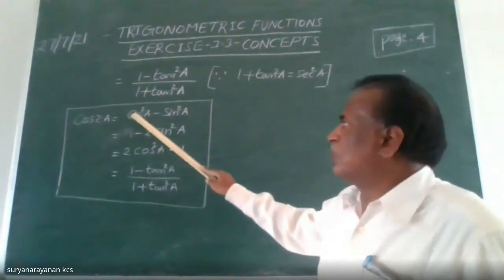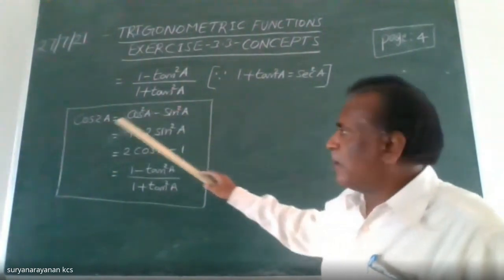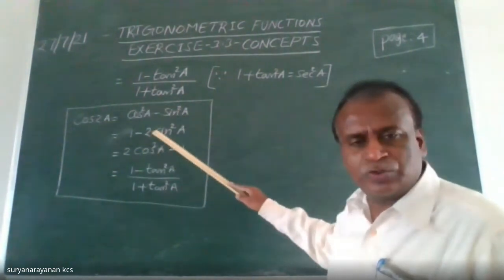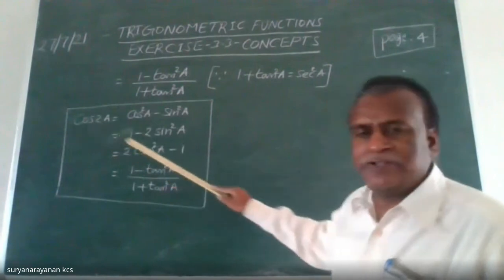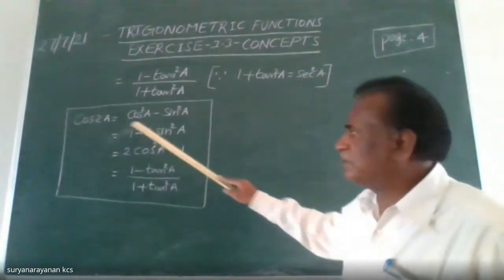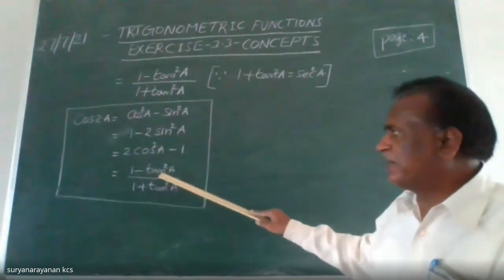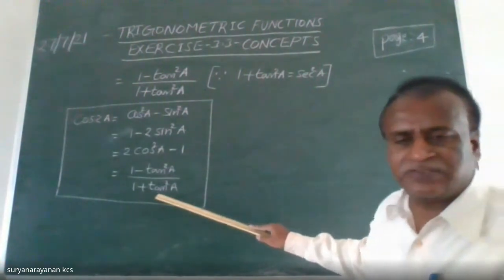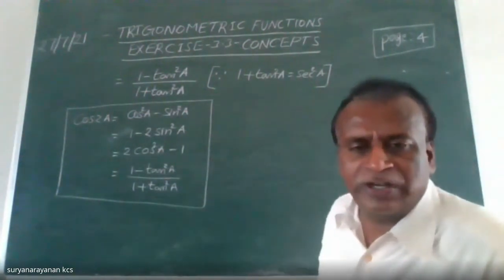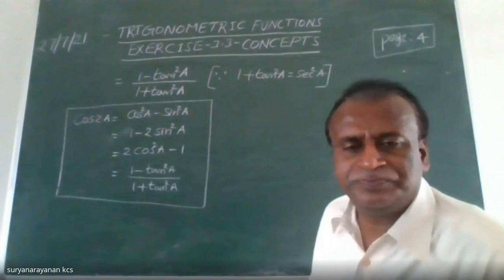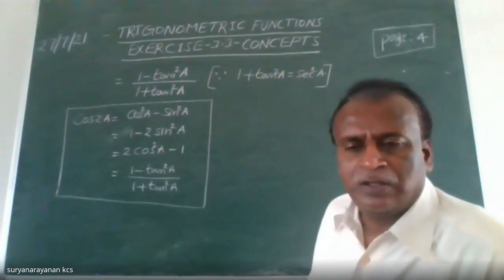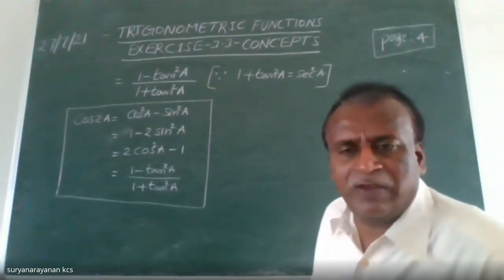Cos 2A is equal to cos square A minus sin square A. Cos 2A is equal to 1 minus 2 sin square A. Cos 2A is equal to 2 cos square A minus 1. Cos 2A is equal to 1 minus tan square A by 1 plus tan square A. Understood how to read these four formulae, my children? Now read these four formulae one by one.